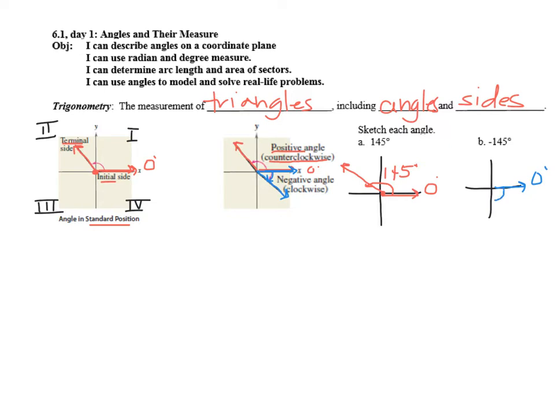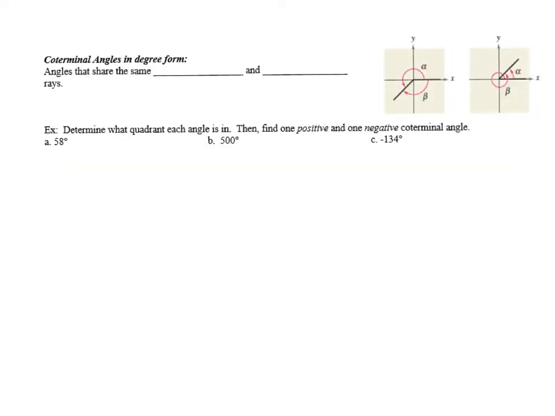So we just need to go somewhere in between, a little bit closer to the x-axis than the y-axis. And that is a measure of negative 145 degrees. Utilizing that terminal side, we can generate many angles that would start and end at the same location. But the angles actually have a different measure.